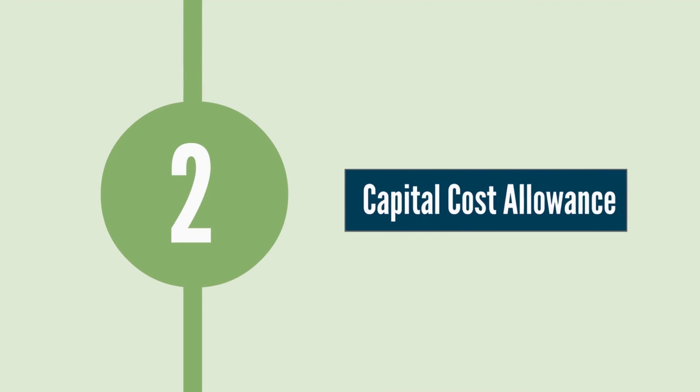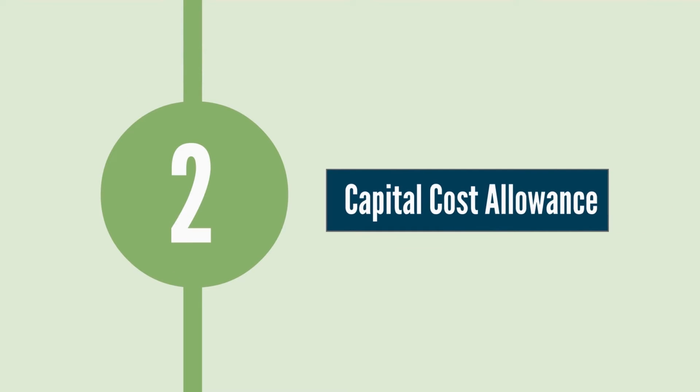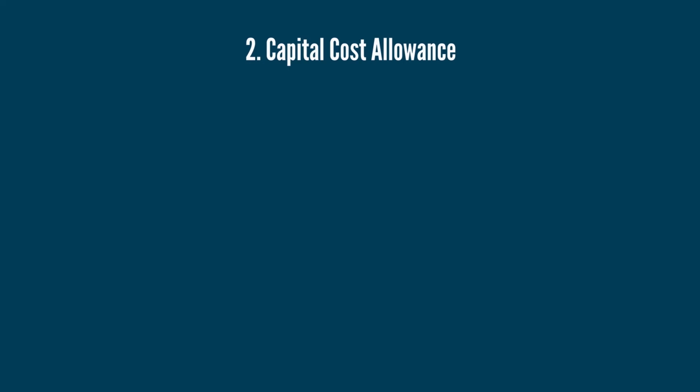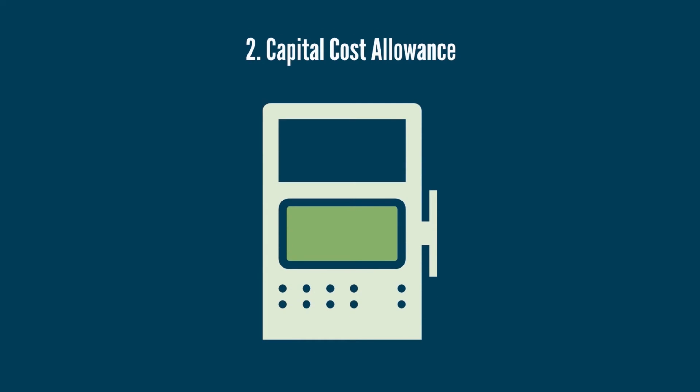Number 2. Capital cost allowance. Capital cost allowance is also known as depreciation of your business assets. CCA is a tax deduction. Let's continue with the example of Miss Oscar. Miss Oscar purchased an envelope machine from PWK for $10,000 during the current year. This is the first machine that she ever purchased.